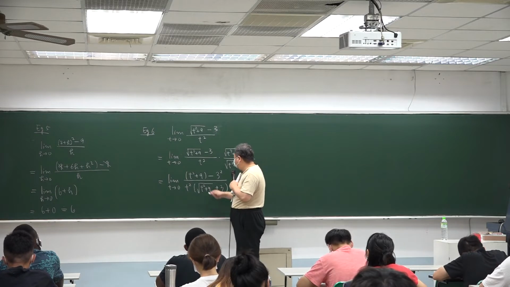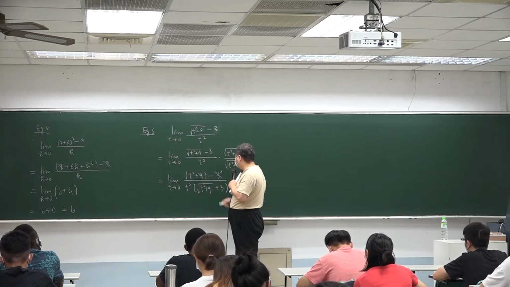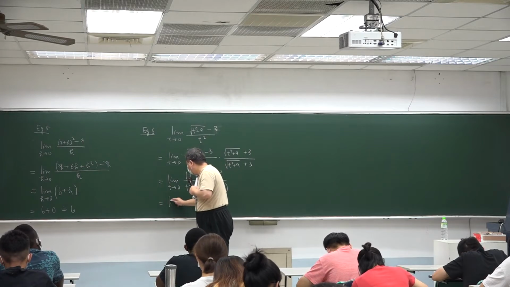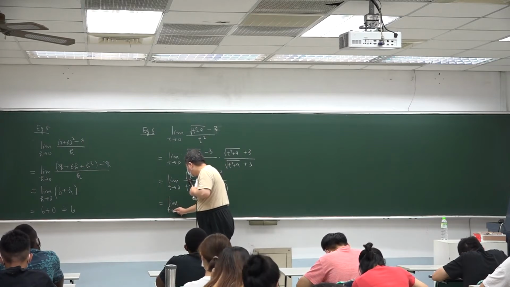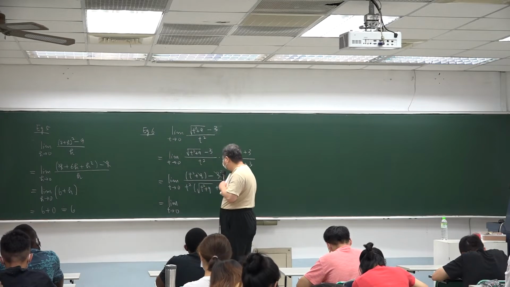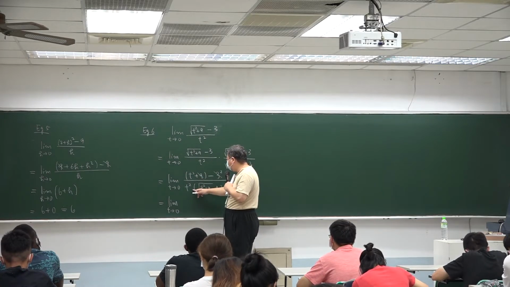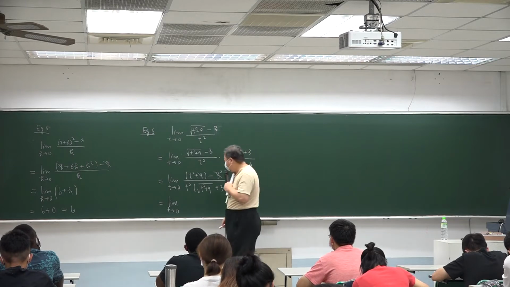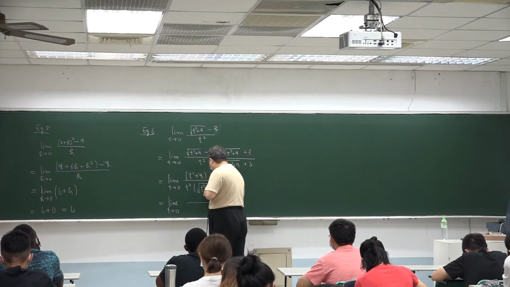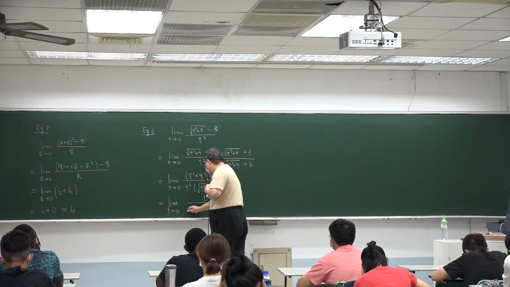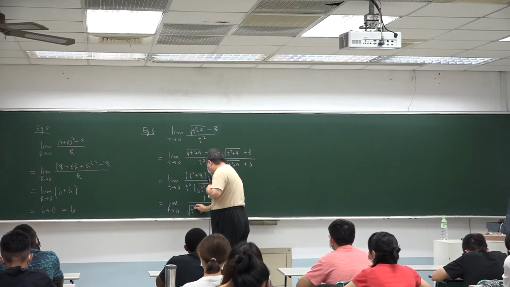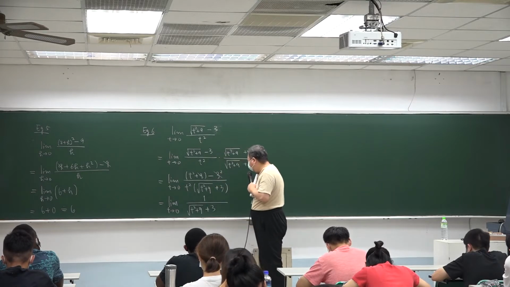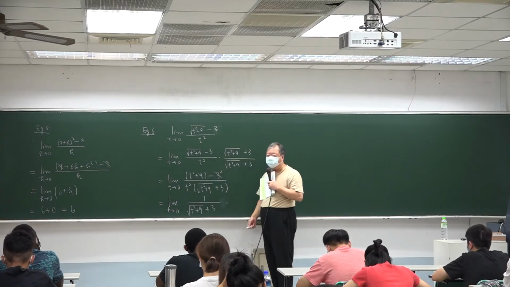Okay, so 9 and 9 are cancelled. Also, t squared and t squared are cancelled. This means the numerator is 1 and the denominator is the square root of t squared plus 9, plus 3. Well, this is an algebraic function.